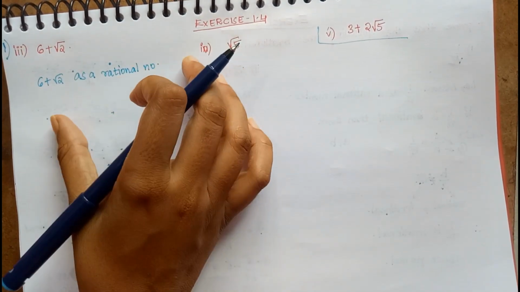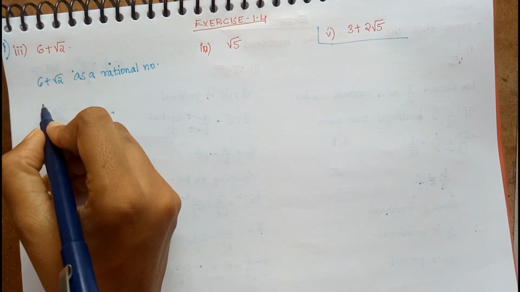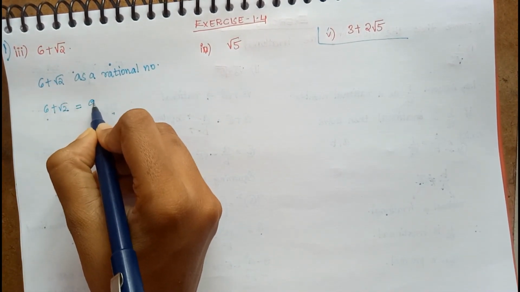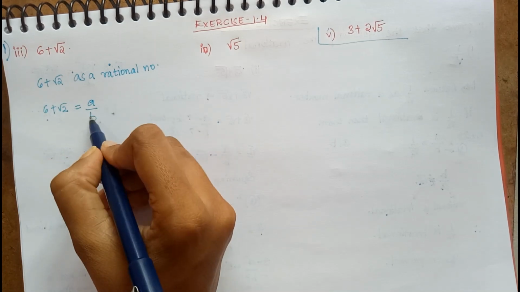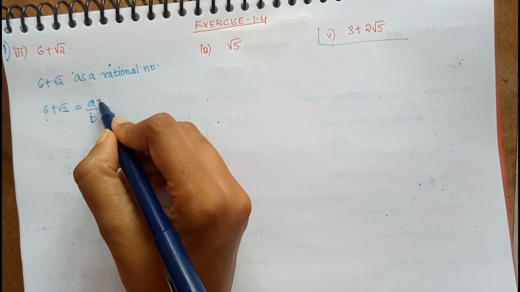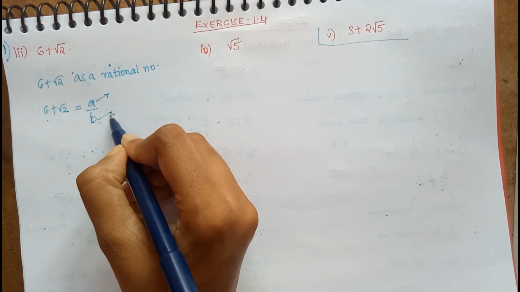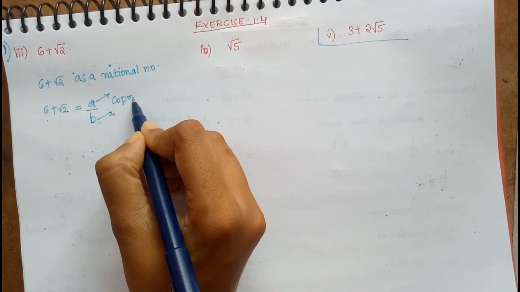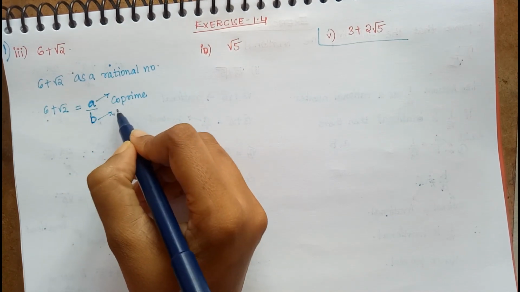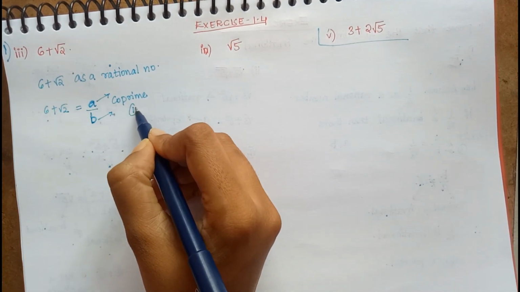If it is a rational number, then there must exist a, b such that 6 plus root 2 equals a by b, where a and b are co-primes. That is, a and b have only common factor 1.